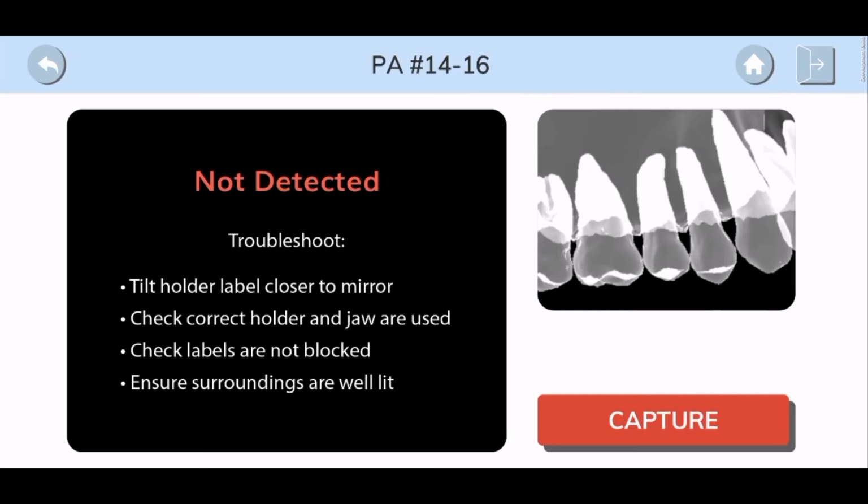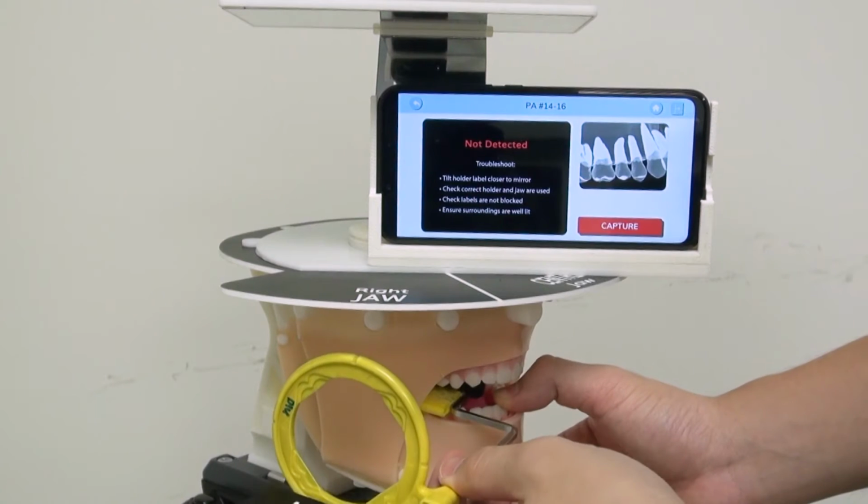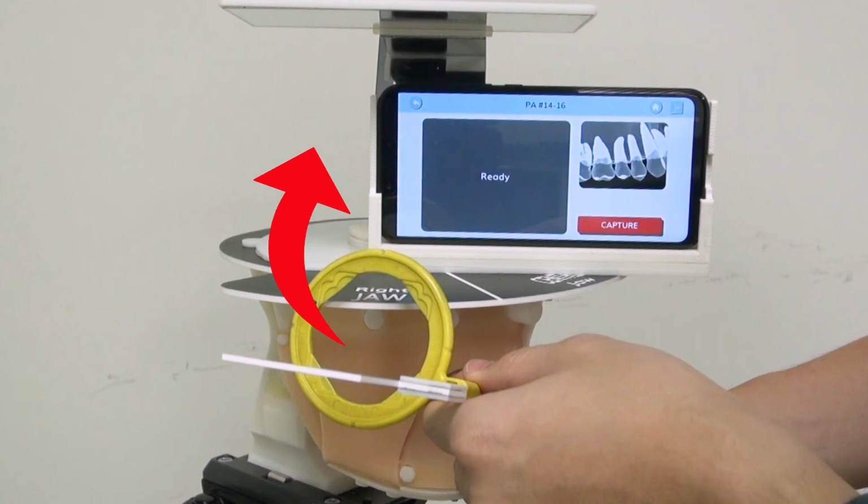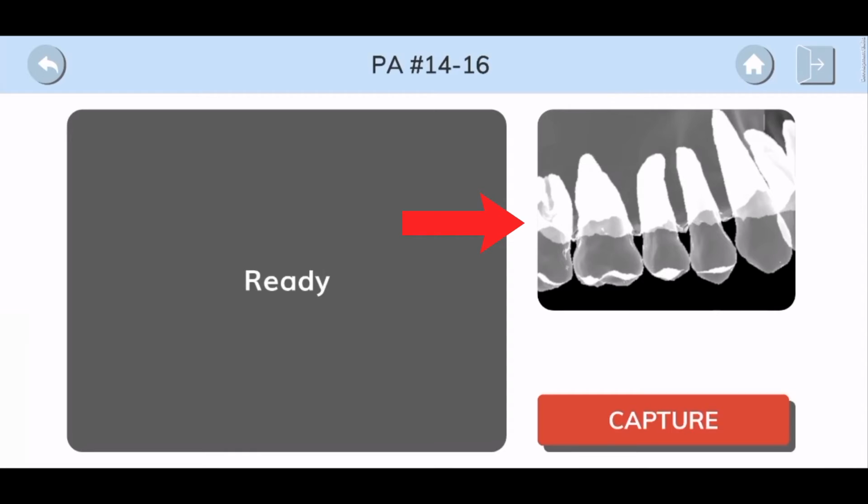If you encounter an error that shows not detected, tilt the holder label closer to the mirror until the error message disappears. Your goal is to capture images that are as close to the reference image as possible. Once you think the position is correct, press capture.